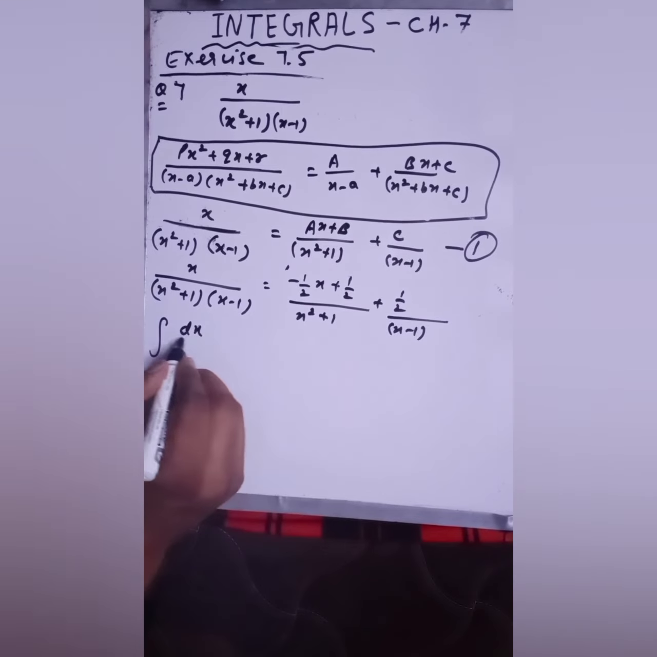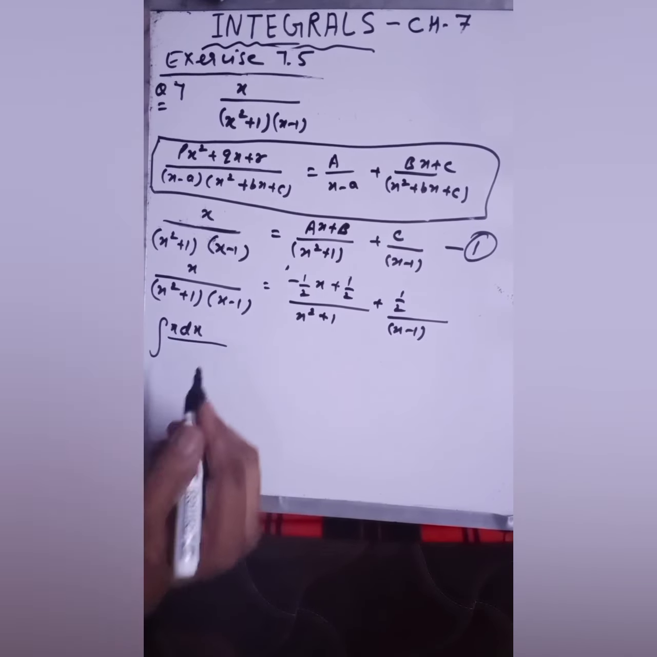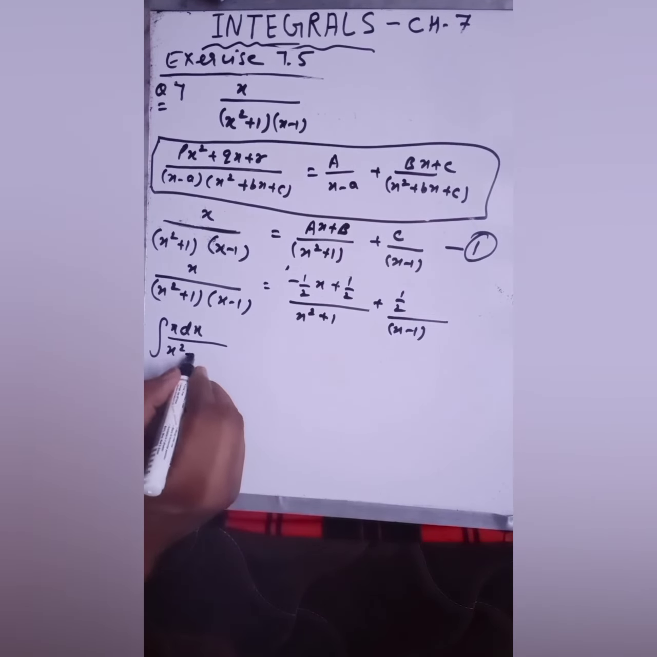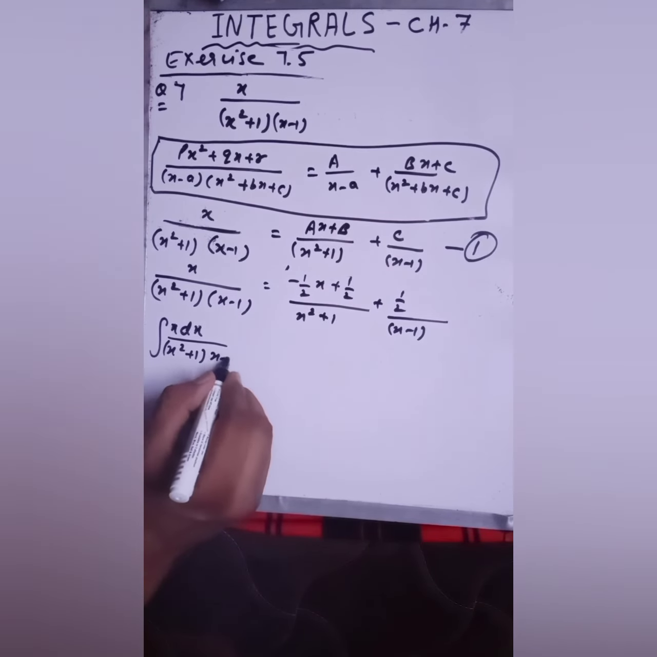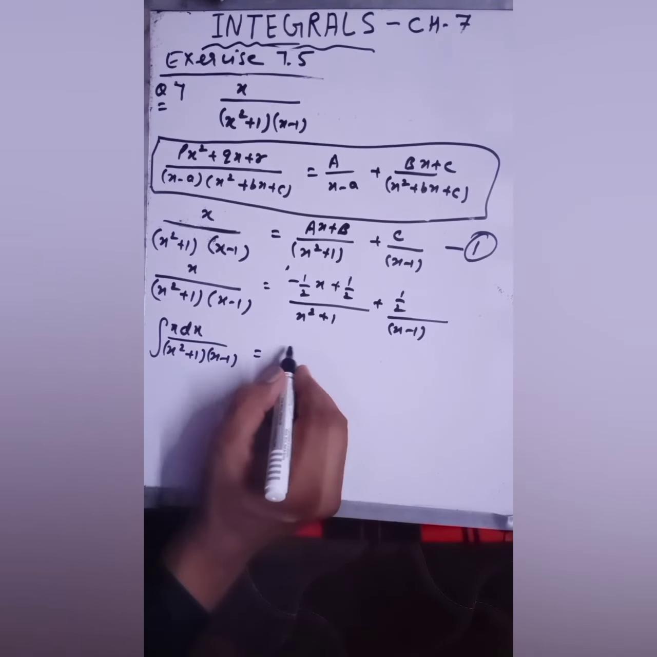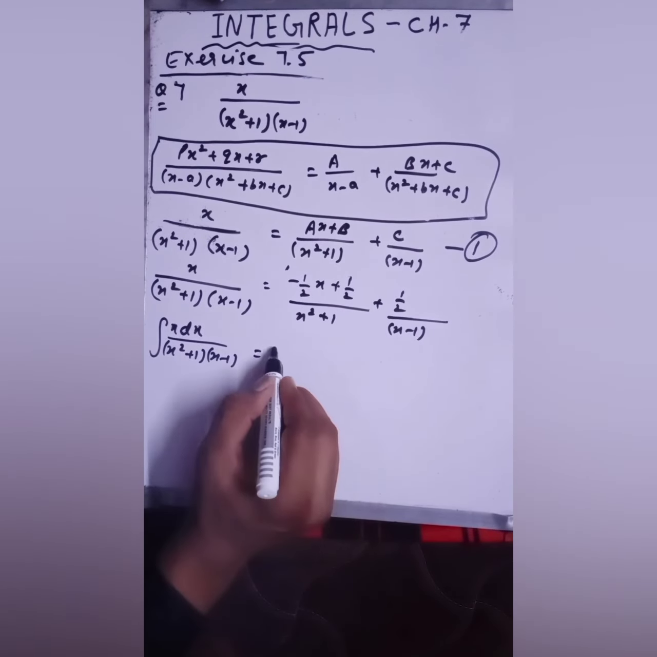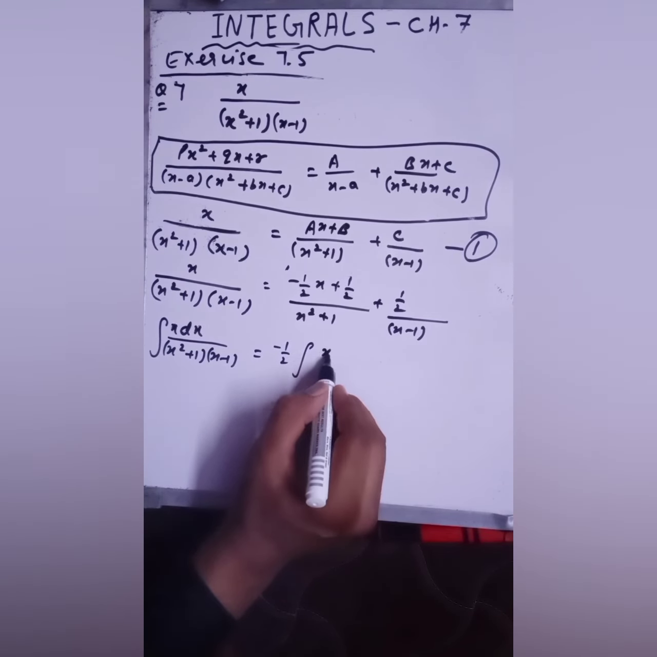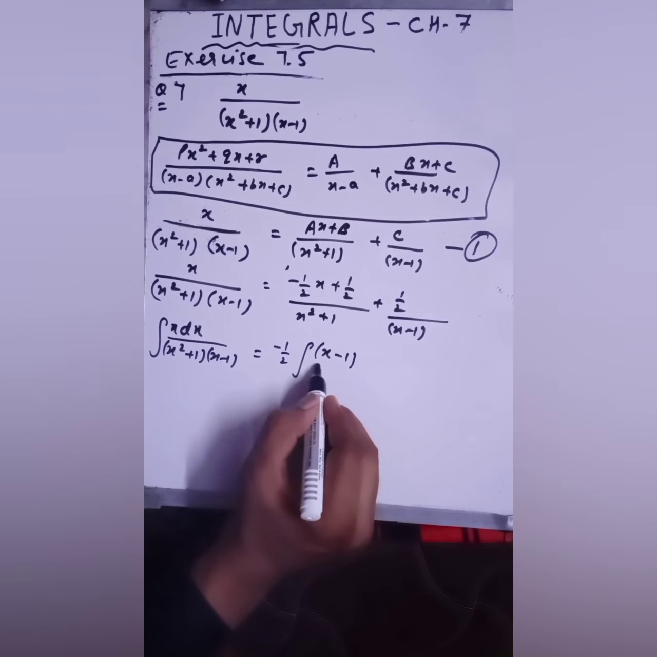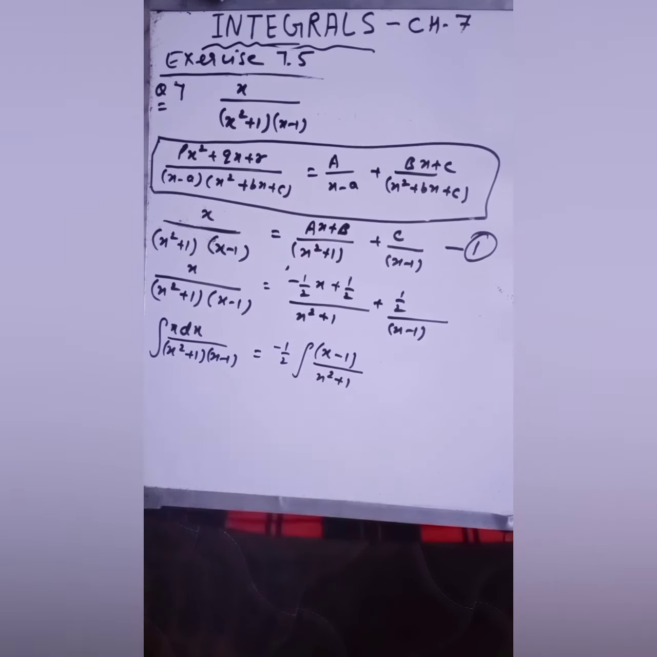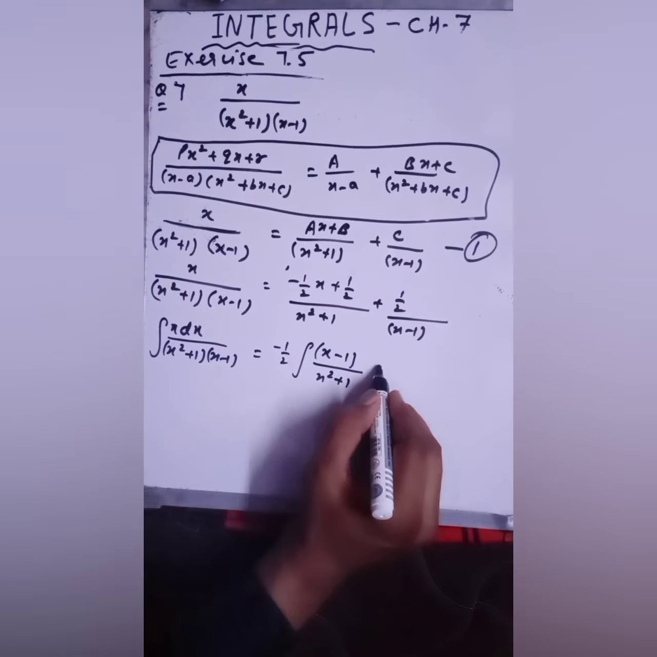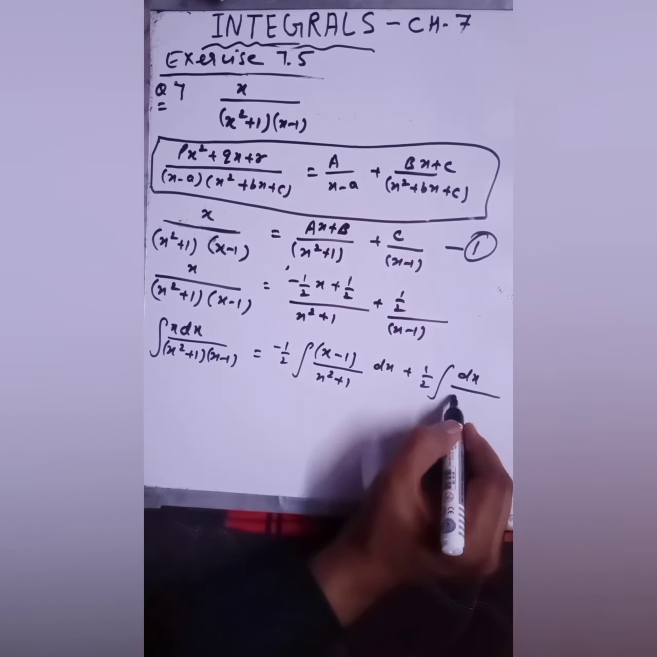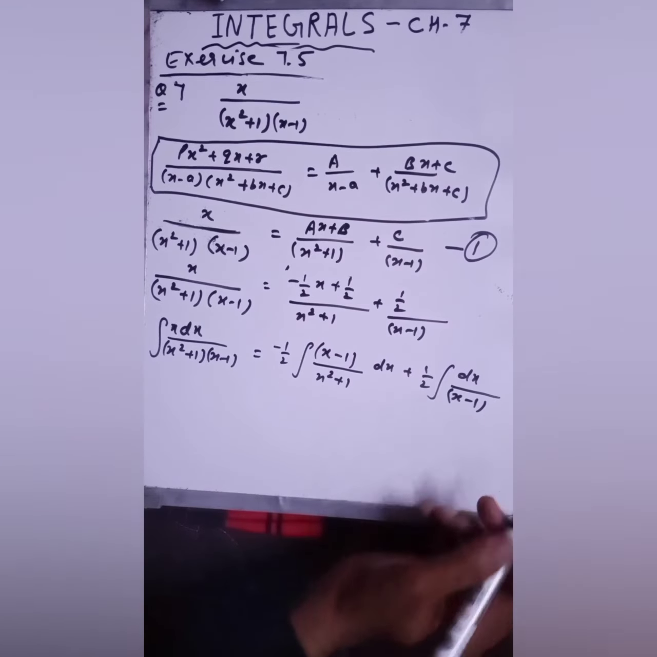This is your x into dx over x square plus 1, x minus 1, that is equals to minus 1 by 2 will come common, and here x minus 1 will come over x square plus 1, into dx plus half dx over x minus 1.